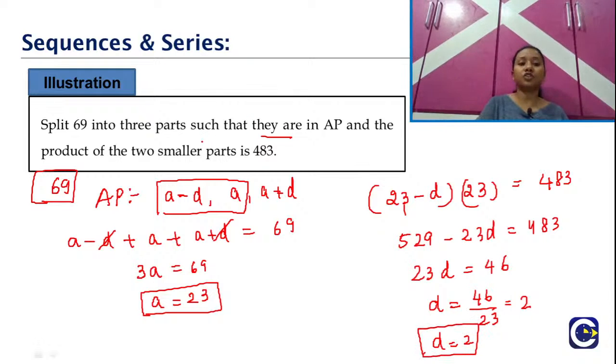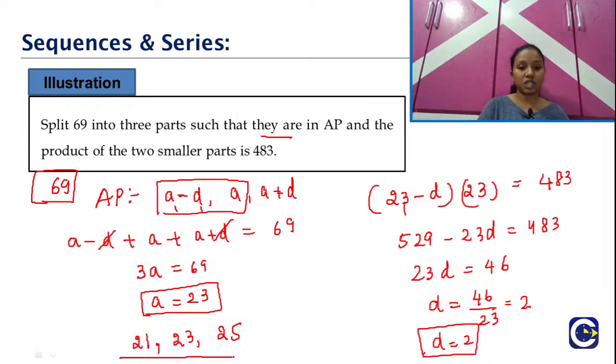So now in order to find the three parts of this number 69, we'll be requiring only the A as well as D value. So from the conditions, we have determined both the A as well as D. So now the three parts are nothing but A minus D, that means 23 minus 2, that is 21, and then 23, and then 25.